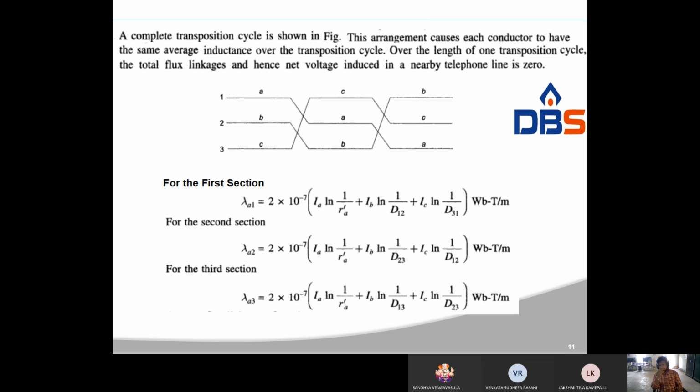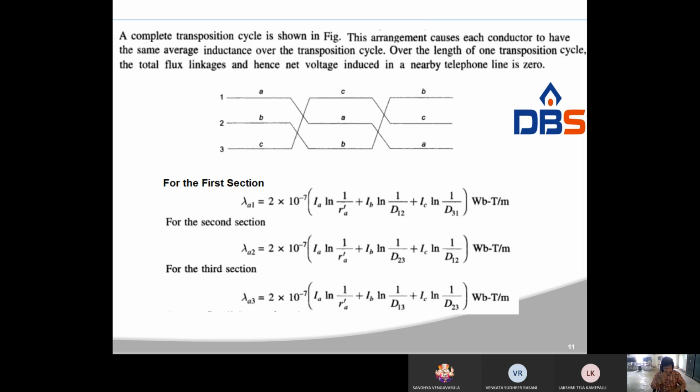Line 1, line 2, line 3. A conductor, B conductor, C conductor. Now, after some distance, we have to transpose the conductors. At first distance, C will be lower, A will be upper. Now C will go to the upper, A will go to the middle, and B will go to the last, lower. Now after some distance, B will go to the upper, followed by C, followed by A. So this is nothing but transposition of transmission lines.